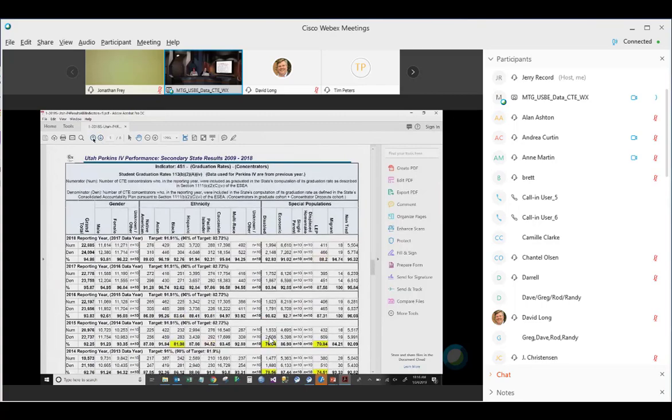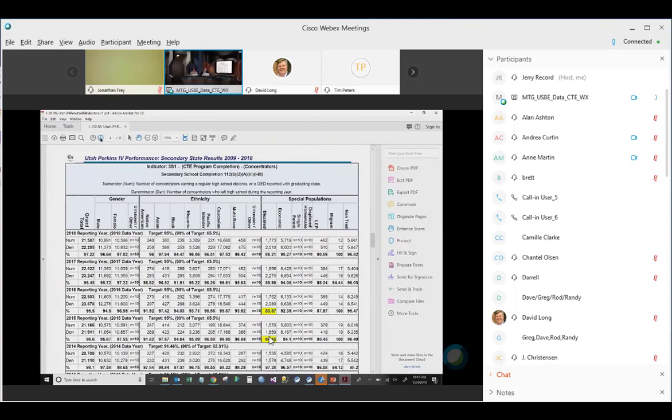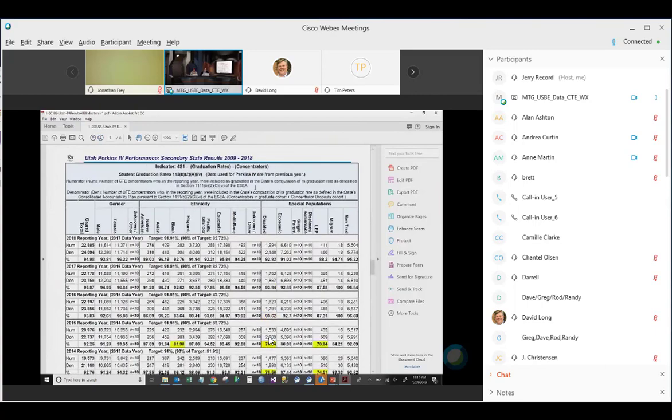The graduation rate and completion are very similar. The difference is that the graduation rate takes into account the dropout cohort in the denominator.